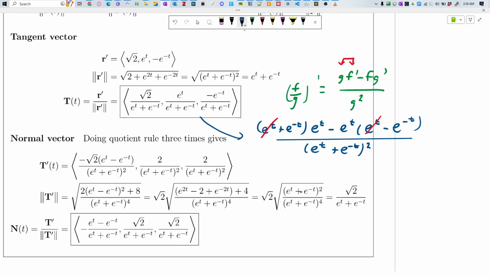Okay, so now that we have this, it's pretty easy to take the square root of it. Notice that these two factors are the same. So the powers cancel, so you end up with a copy of it in the denominator, raised to the second power. Then you take the square root of that, which just gives you the expression e to the t plus e to the negative t in the denominator, which is just this. And so that is the magnitude. It's really clean, actually.